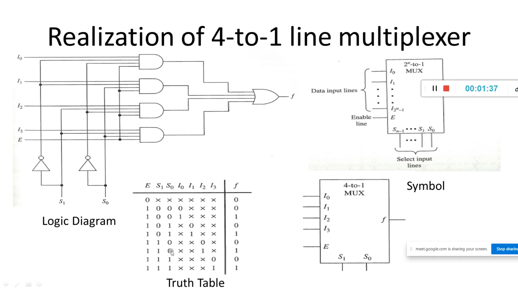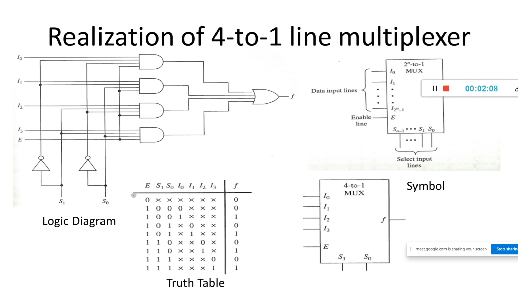Similarly, select lines 1 0 means I2 will be selected irrespective of other data lines. If I2 is 0, output is 0. If I2 is 1, output is 1. Similarly, if S1 S0 is 1 1, irrespective of other data lines, only the I3 data line will be selected. If it is 0, output is 0. If it is 1, output is 1. Okay, so this is the truth table.